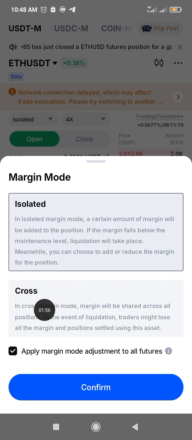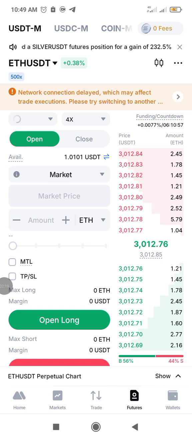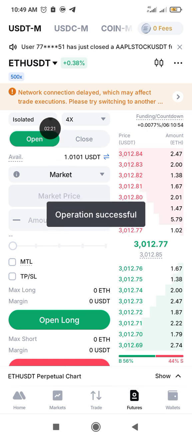In the second case, if it is cross, they said margin will be shared across all positions. Let's say you are trading Ethereum, Bitcoin, Solana. Meanwhile, it is not healthy to open several positions at the same time. But if that is what you want to do, they said in the event of liquidation, traders might lose all the margin and positions settled using these assets. So you lose everything. So it's always advised as a beginner to start with isolated.